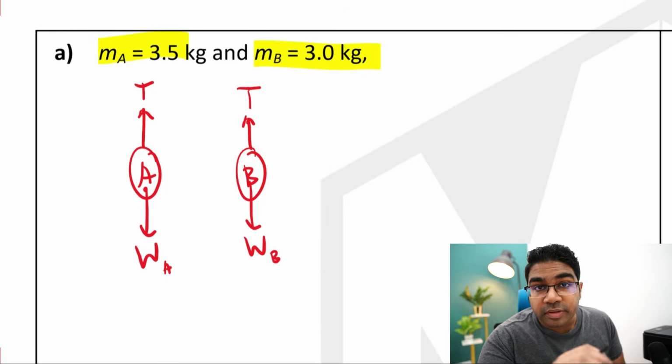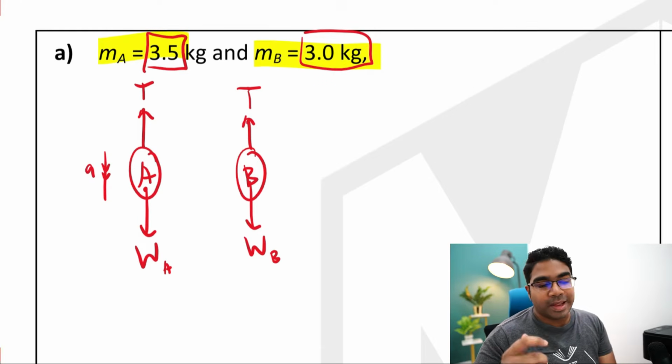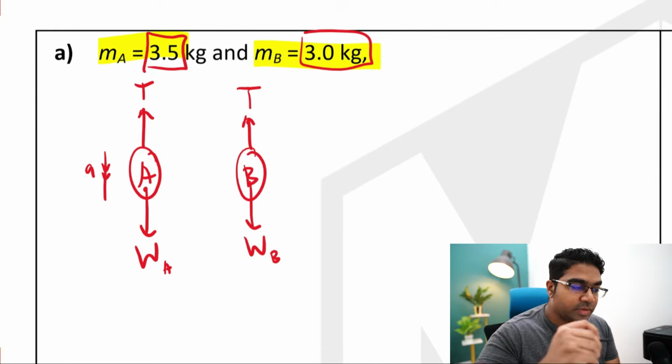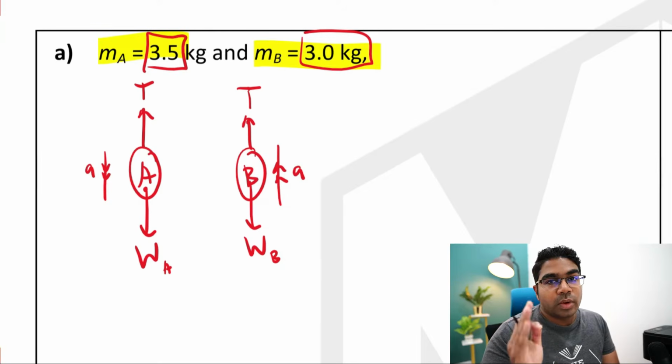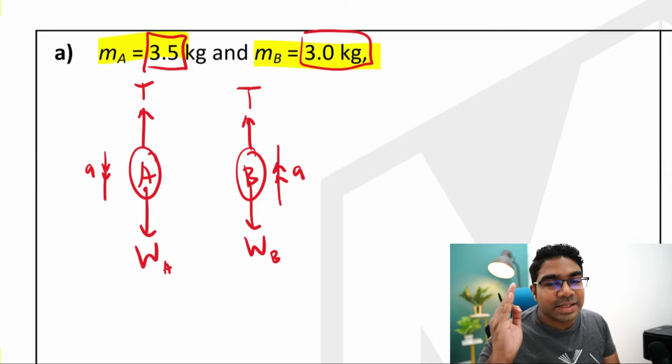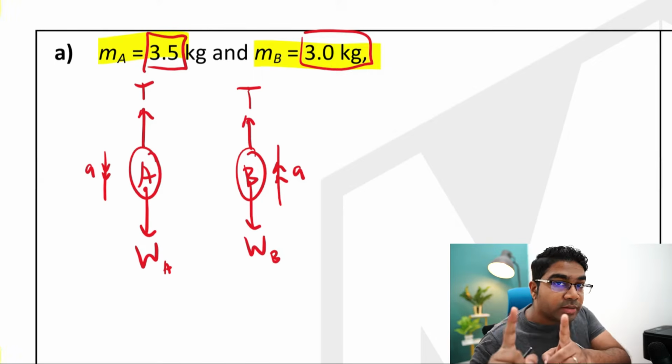Now we've got to figure out the direction of acceleration. The mass A is 3.5 kg and B is 3 kg. And so we know that A is going to be moving downwards simply because it is heavier. So we will have an acceleration downwards for A. And B, because it's connected by the same string, is forced to move upwards because it is lighter. But both will be moving at the exact same acceleration. Their motion will be the same because they're connected by a taut string, except for the direction.